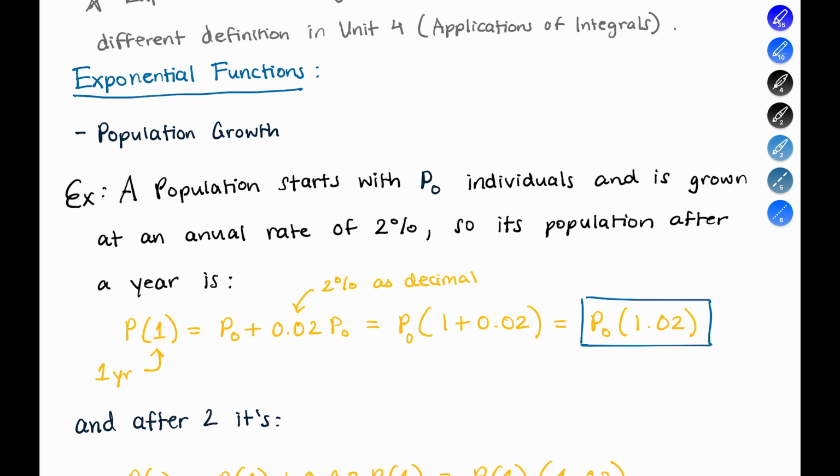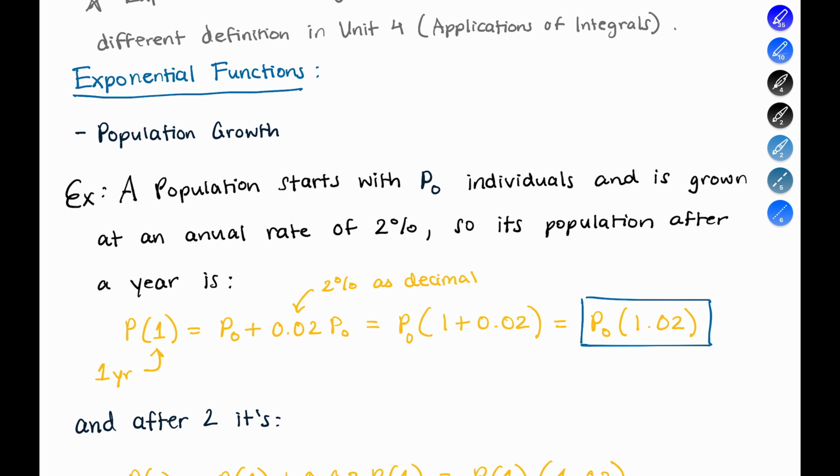So now let's start with exponential functions. A common application of exponential functions is population growth. And to understand population growth, we will go through an example problem. So it says that a population starts with P0 individuals and is grown at an annual rate of 2%. So let's stop there. Just with that information, we get two pieces of information.